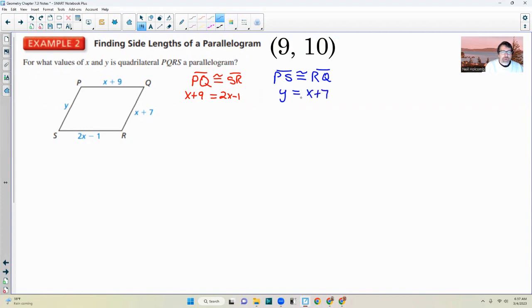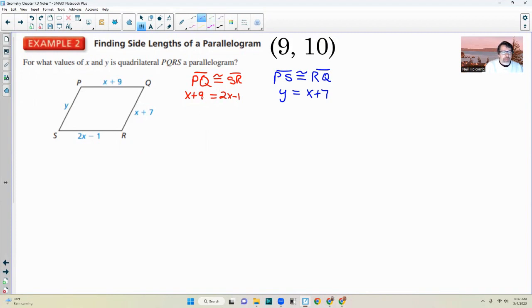Okay, well here, that's a linear equation and there's infinite solutions. So I can't do this. If x is 1, y is 8. If x is 2, y is 9. If x is 3, y is 10. So I can't solve this for one particular amount. So I need to go over to an equation that has just one variable first.